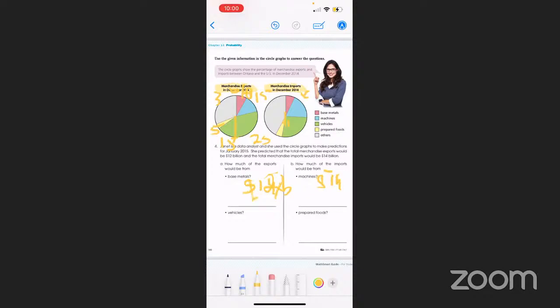So that means if you have 12 billion, according to this graph, the exports is 10%. So 12 billion times 0.10 would give you how much? Billion has how many zeros? Million has 6 zeros and billion has 9, so let's just do 12 with zeros after. Can you do that? 12 times 0.10, how much do you get? Okay, one second.